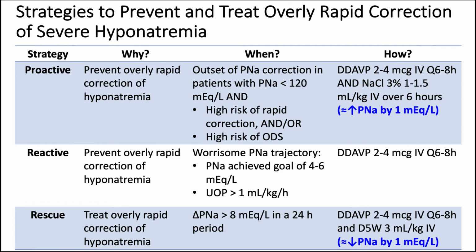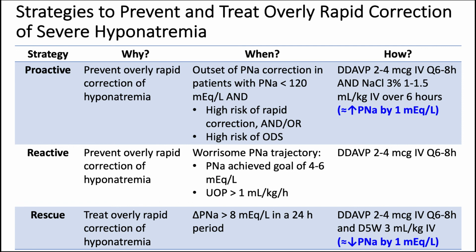All right. The second approach is the reactive approach, which is to prevent overly rapid correction of hyponatremia. And you start it when there is a worrisome sodium trajectory, which means that usually the sodium achieves its goal of 4 to 6, or the patient is very, very polyuric, a urine output of more than 1 mL per kilo per hour. In that case, you just use DDAVP, 2 to 4 mics IV, Q6 to 8 hours, like in the case of Karen.